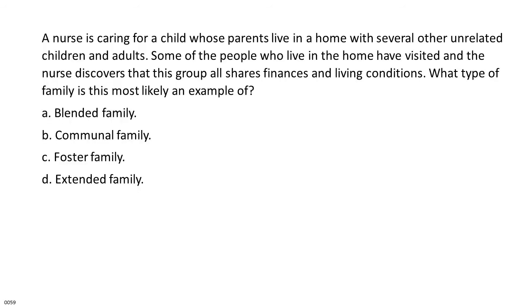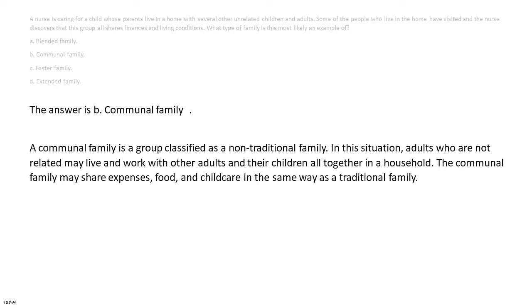A nurse is caring for a child whose parents live in a home with several other unrelated children and adults. Some of the people who live in the home have visited, and the nurse discovers that this group all shares finances and living conditions. What type of family is this most likely an example of? A. Blended family. B. Communal family. C. Foster family. D. Extended family. The answer is B. Communal family.